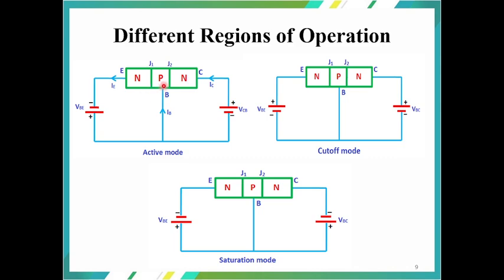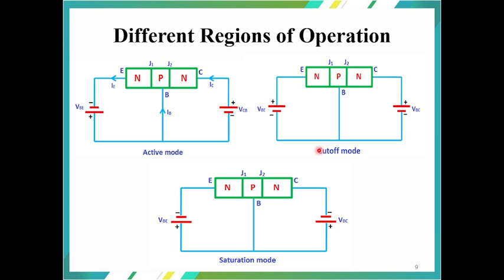On the other side, the P layer is connected to the negative of the power supply and the N layer is connected to the positive of the power supply. So it is going to act in reverse bias mode of operation. This is called active mode. Another one is cutoff mode. In this cutoff mode of operation, one N layer is connected to the positive of the power supply and the other N layer is again connected to the positive of the power supply. So both combinations are the same, and it is going to act as the cutoff mode.